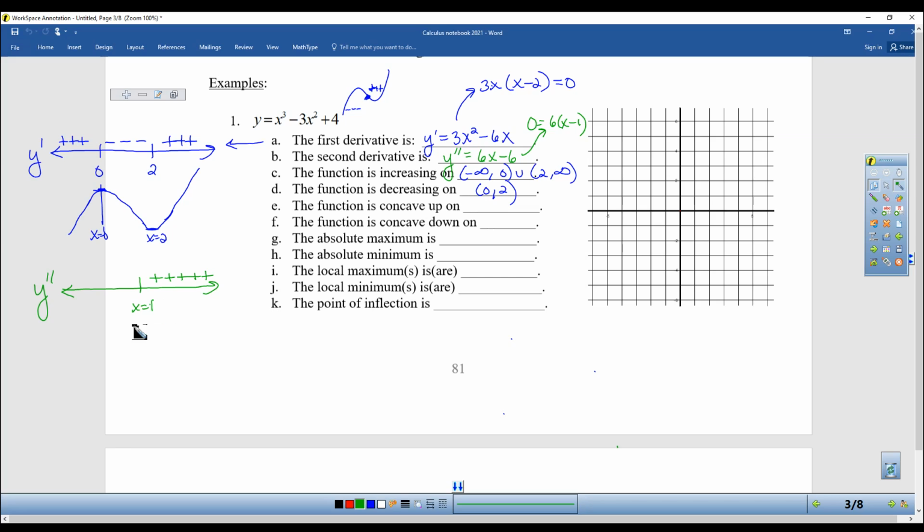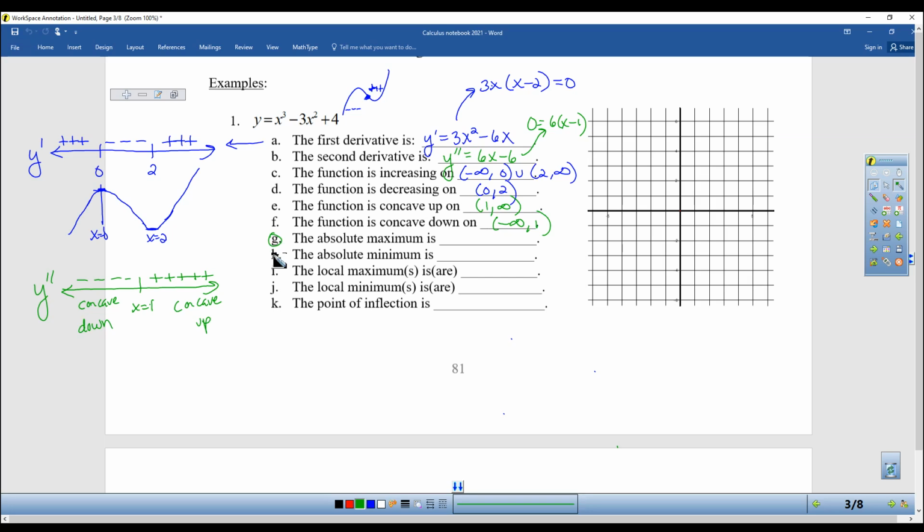And if you pick a number less than 1, like 0, you'll get a negative number for your second derivative, which tells you that it's going to be concave down, and then it's going to be concave up, which we knew because we know the cubic shape. So the more you know about pre-calculus, the more you can predict all these answers. So it's going to be concave up from 1 to infinity, and concave down from negative infinity until 1.